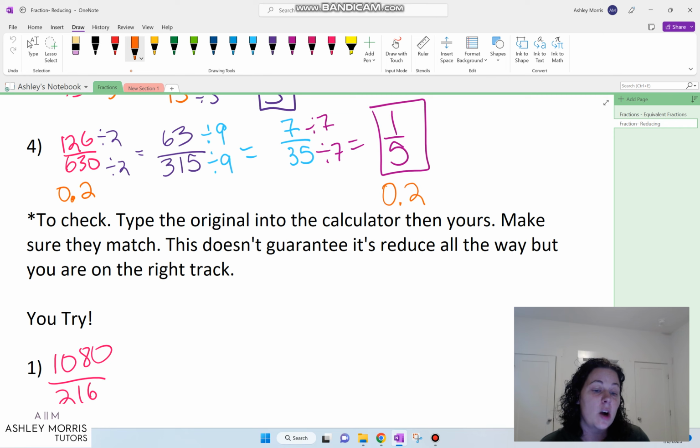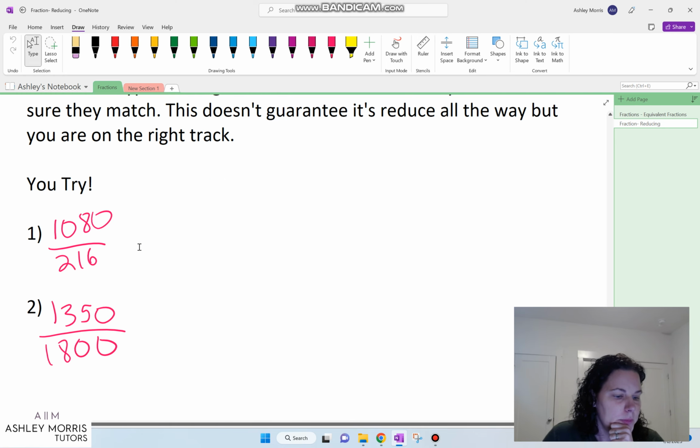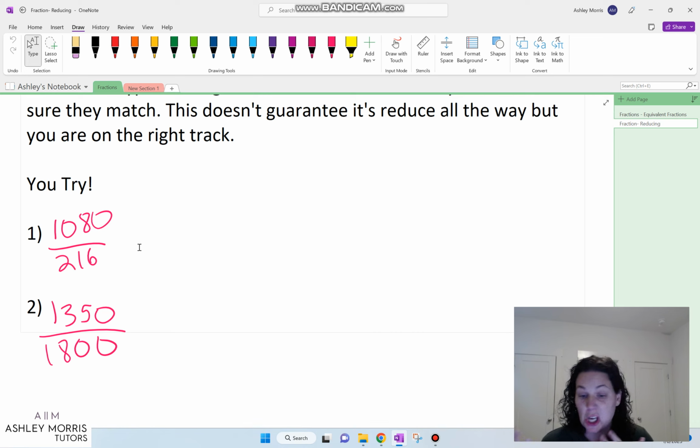This does not tell me for sure that I reduced it all the way, but I did reduce it some. And then you have to use your division rules to make sure you got them all. But that'll at least make sure you're on the right track. All right, here are 2 for you to try. So pause, reduce as far as you can, check it with your calculator, and then push play, and you can watch me do it. Did you hit pause?